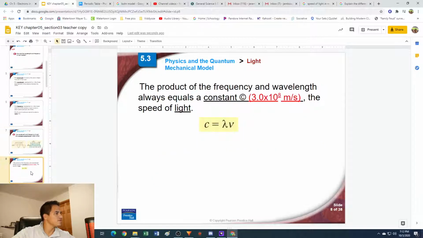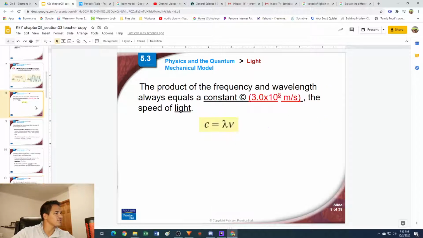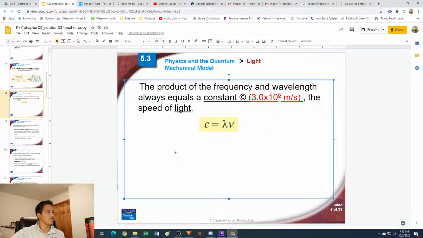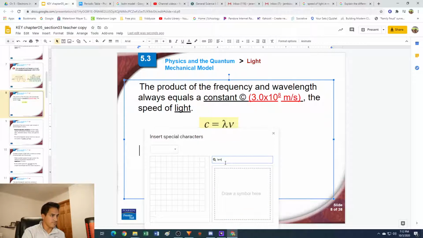I believe it is, maybe it's not given. Okay, I thought it was given on these next slides. So we're gonna write it out here, but how do I type? There we go. All right, so C is the speed of light. Let's go insert and special character. Let's just type in lambda.